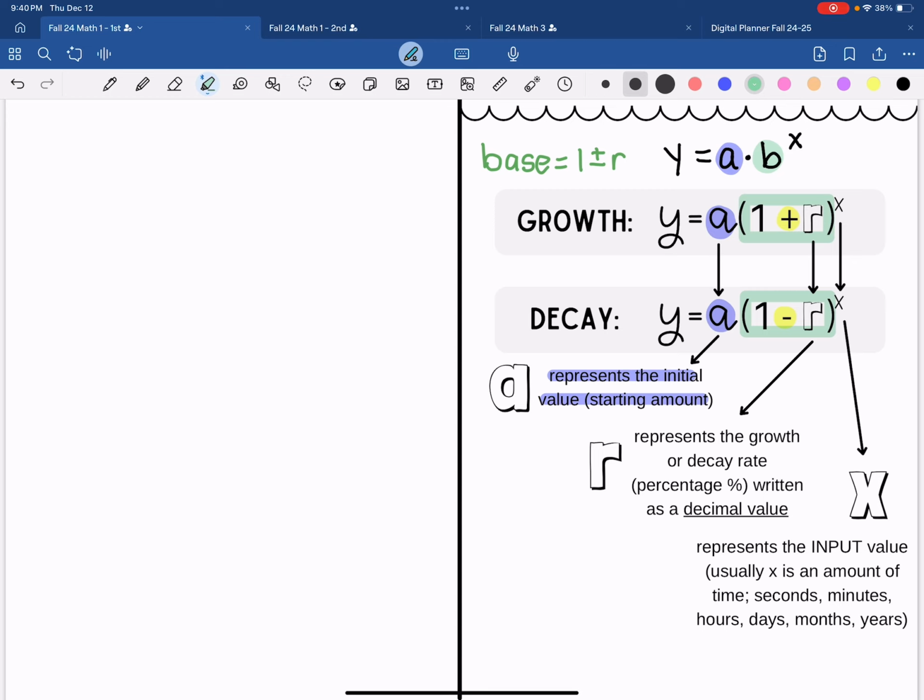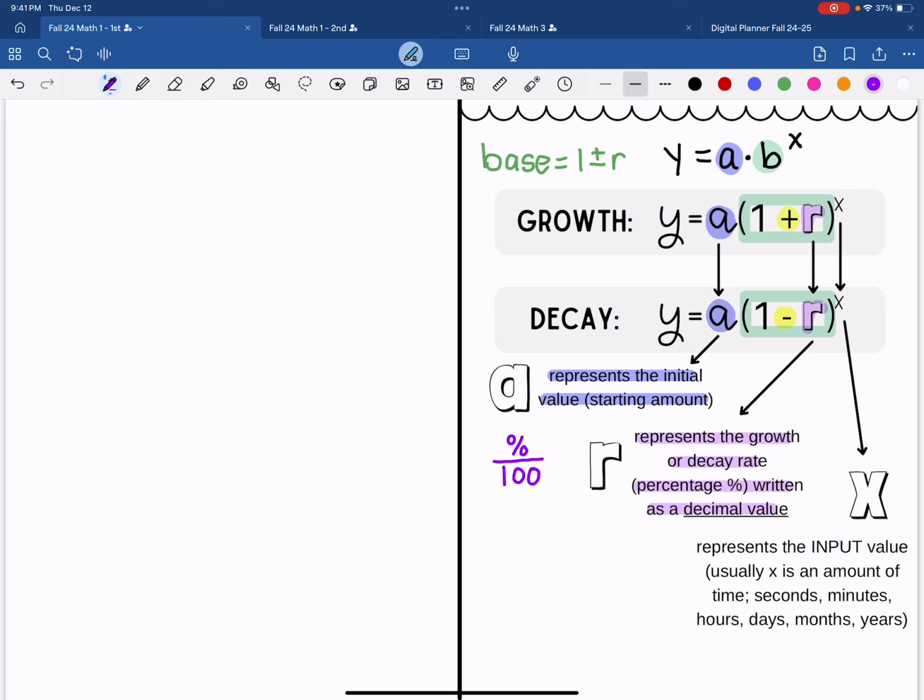Now, what does r stand for? My r is part of this formula. My 1 value is always going to be there. It's always going to be 1 plus r or 1 minus r, and that has to be done. The r is going to represent the percentage. In your problems, it's going to give you a percentage. However, we have to write the percentage as a decimal. So if they give you a percentage rate, in order to write it as a decimal, you have to divide it by 100. So if I give you 15%, we would divide 15 by 100 and plug it in as 0.15.